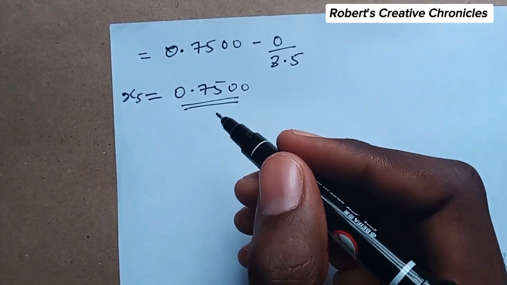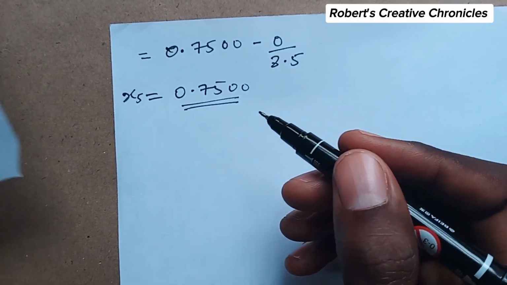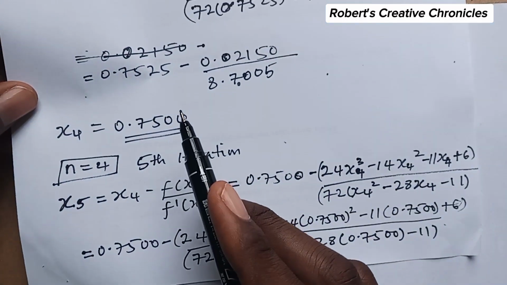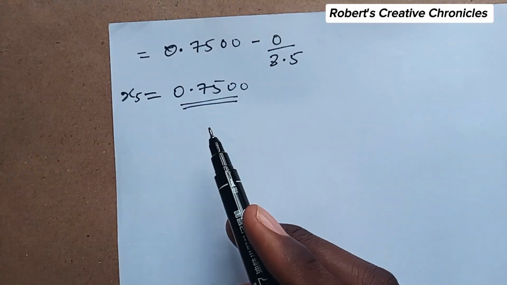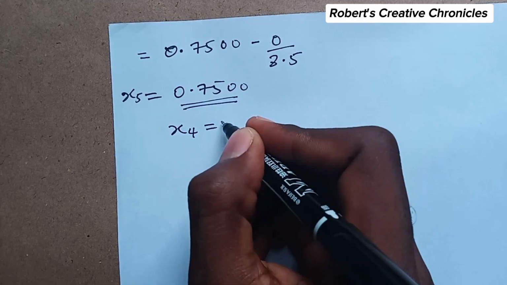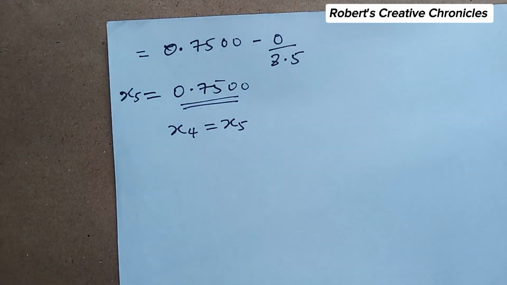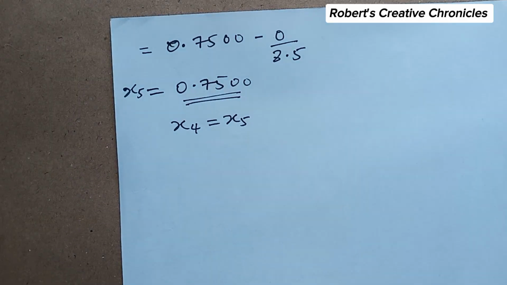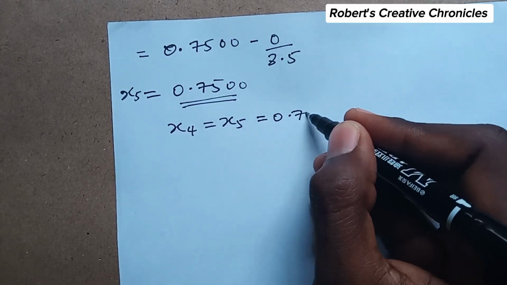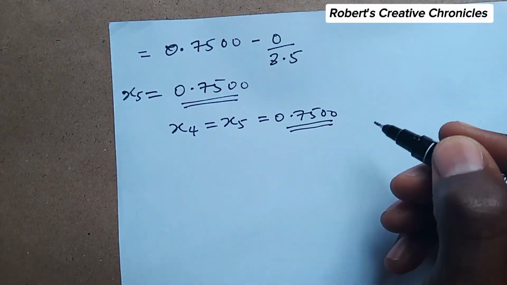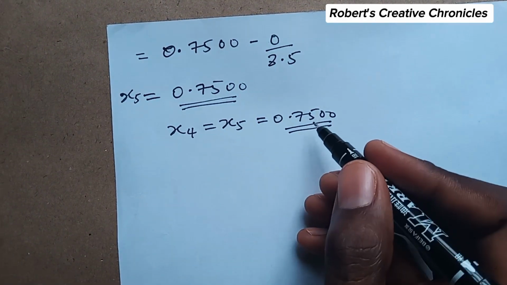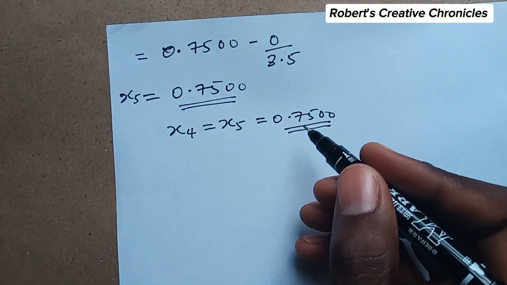Now you observe that x4 is 0.75. x5 also is 0.75. So x4 is equal to x5. That means we can stop our iteration here. That means the root is actually 0.7500. This is the answer. You can cross-check it by substituting this value into the equation.